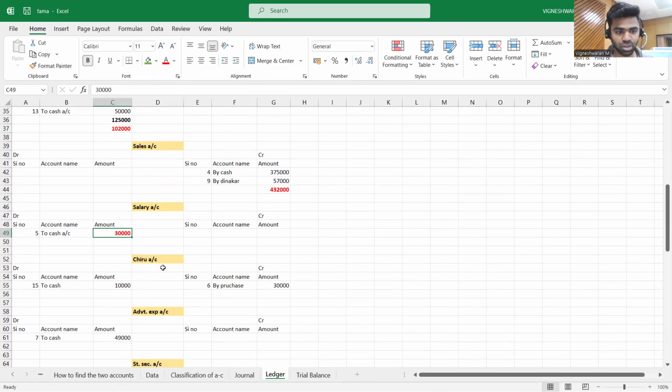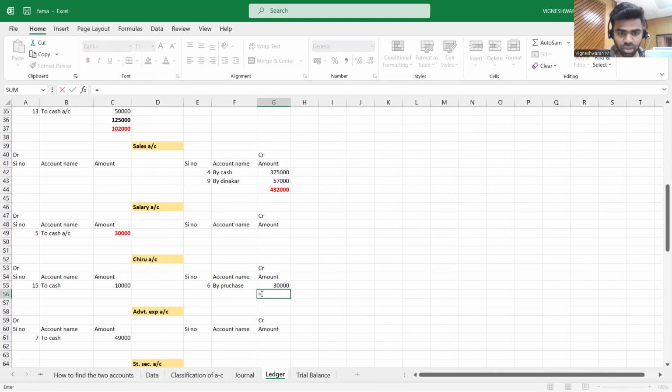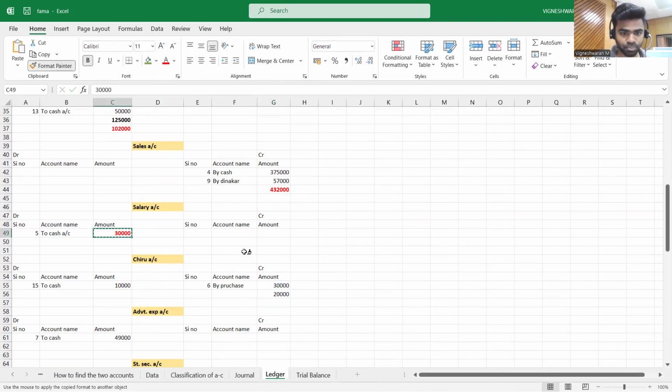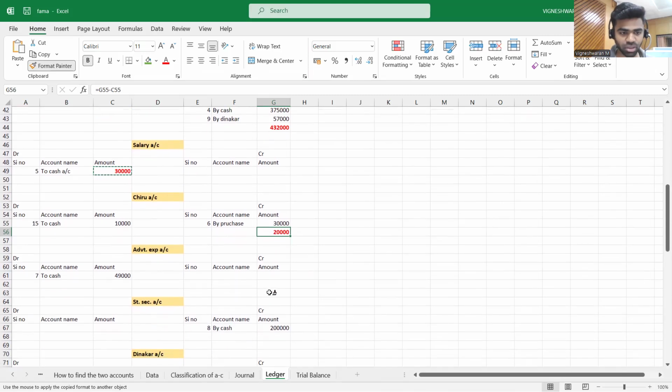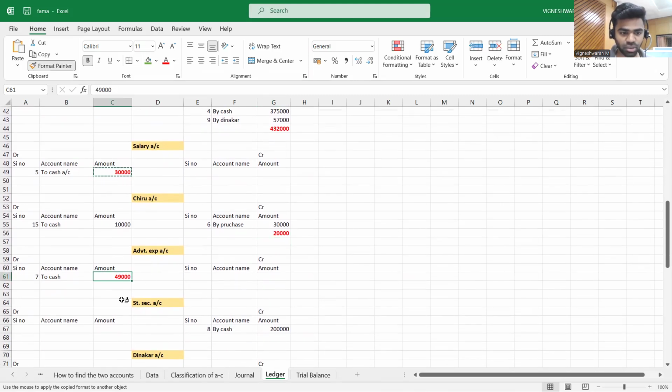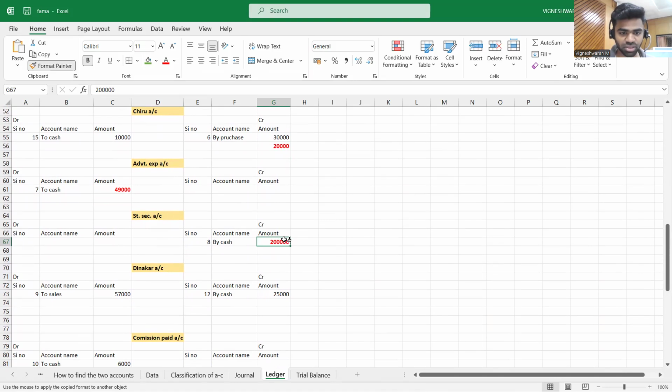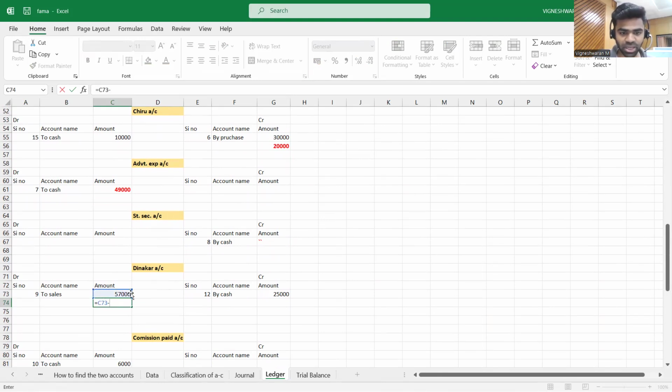For the zero account, it will be here, right? So equal to 30,000 minus 10,000, so it will be 20,000. So 20,000 will be this one. For advertisement, this is the value. For this, it is this one. For Dinakar account, it is 57,000 minus 25,000, so it is 32,000.